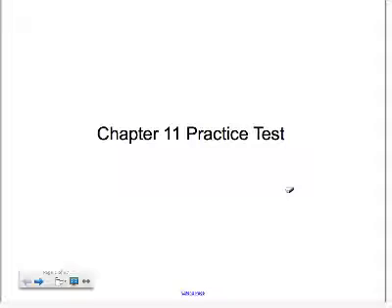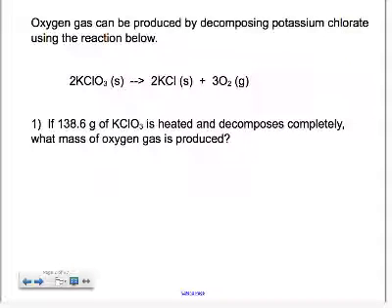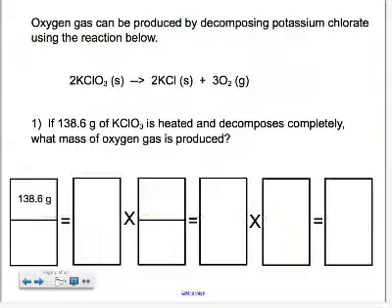This is the Chapter 11 Stoichiometry Practice Test Walkthrough. So for the reaction shown here, if I begin with 138.6 grams of potassium chlorate and it decomposes, how much oxygen gas by mass would be produced? Okay, so we're going to use the boxes.